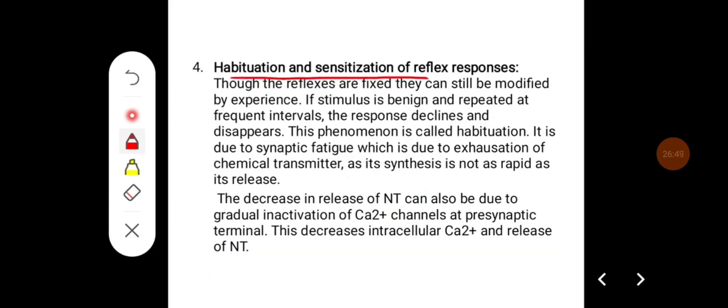Habituation and sensitization of reflex responses. Though the reflexes are fixed, they can still be modified by experience. If the stimulus is benign and repeated at frequent intervals, the response declines and disappears. This phenomenon is called habituation.